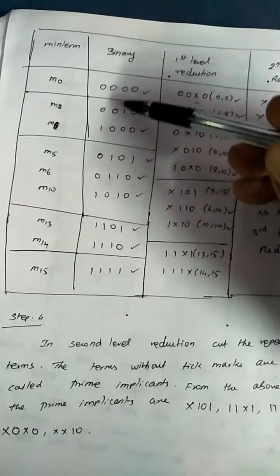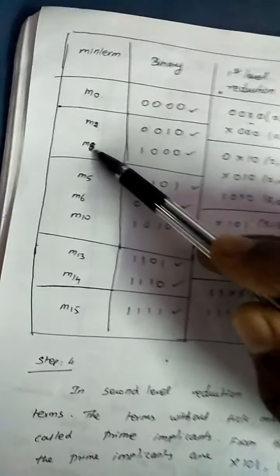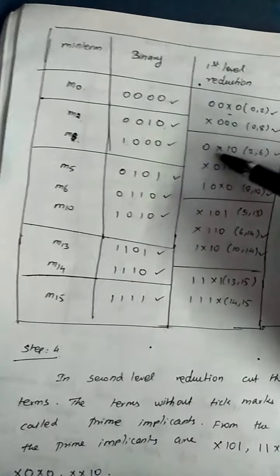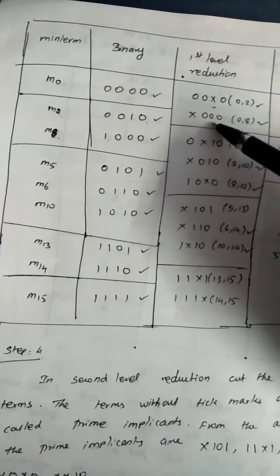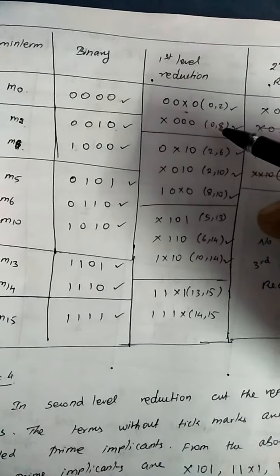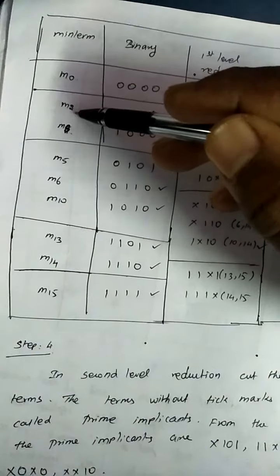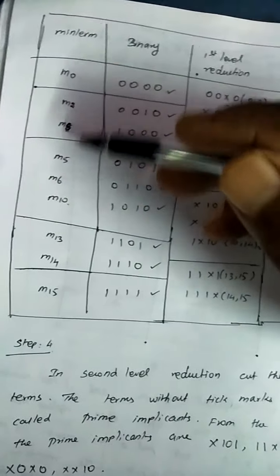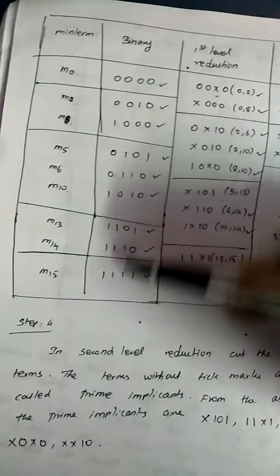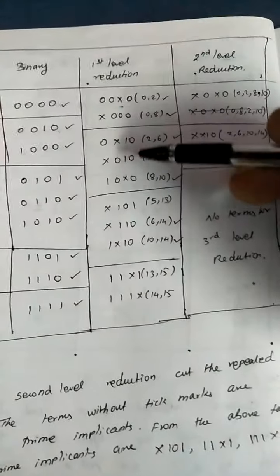Now we compare 0000, that is m0, with m8. This also changes in only one position, so we write x in the changed position: x000. Then we write the min-terms compared, 0, 8. Similarly, we compare m2 with m5, m6, m10. If they change by only one position, we write the result in this group. Similarly, we compare all the numbers with the adjacent groups, and we get the first level reduction.